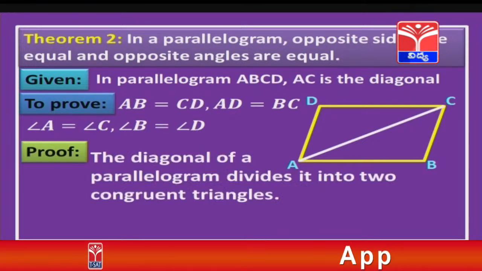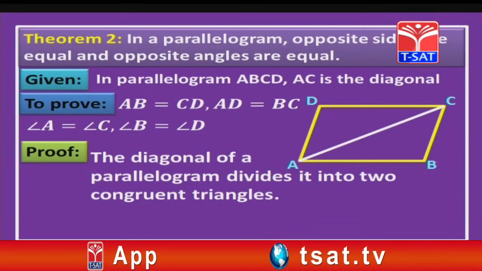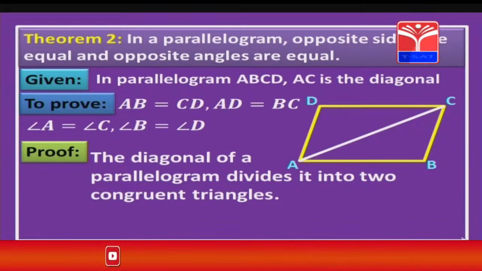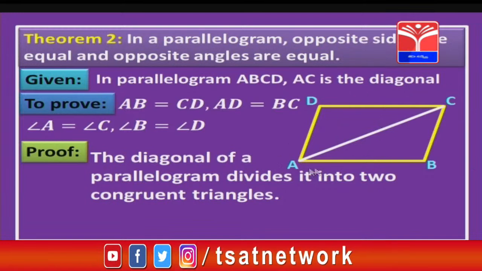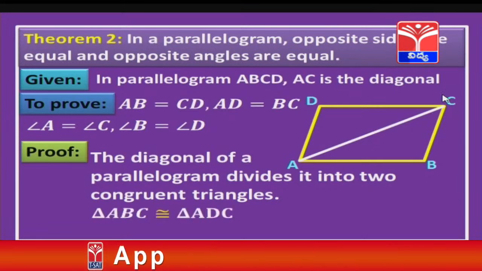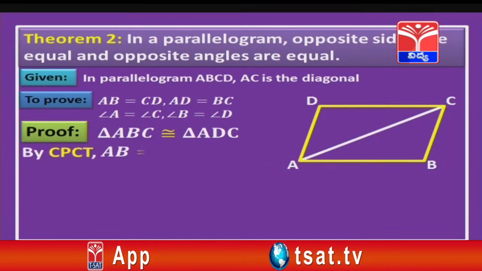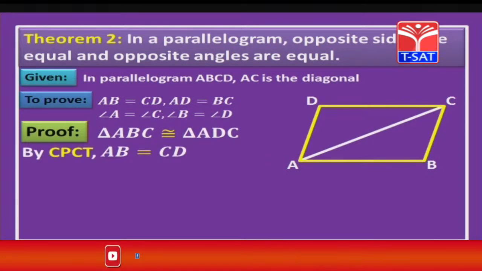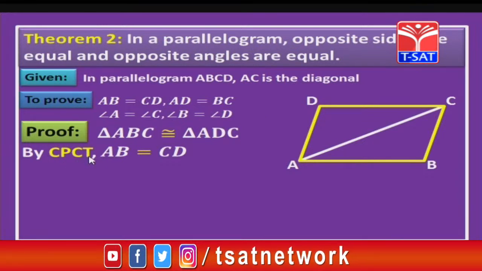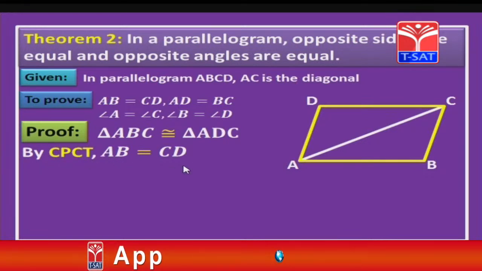So, we have already learnt in the first theorem, right? The diagonal of a parallelogram divides it into two congruent triangles. We have AC as a diagonal, and this AC diagonal divides the parallelogram into two congruent triangles, that is triangle ABC congruent to triangle ADC. Okay, children, that is what we have proved in the first theorem. Since they are congruent by CPCT, what do you mean by CPCT, children? Yes, corresponding parts of congruent triangles. So, by CPCT we have AB is equal to CD.